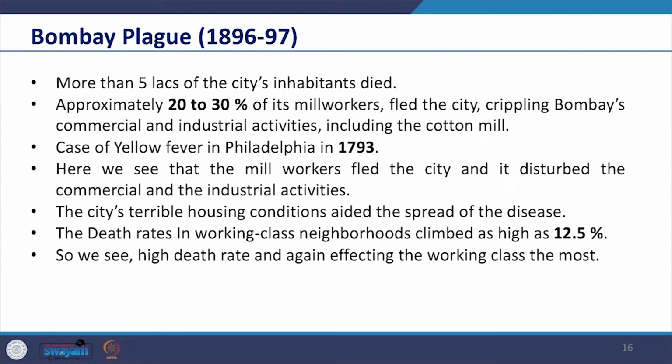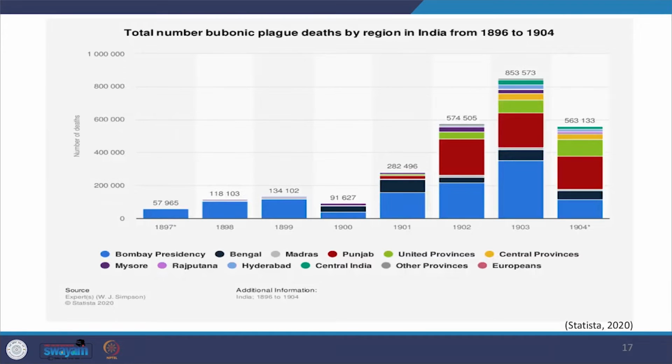So, we may recollect that in the case of yellow fever in Philadelphia in 1793, the well-to-do left at the first threat of it. Here we see that the mill workers fled the city and it disturbed the commercial and the industrial activities. The city's terrible housing conditions aided the spread of the disease. The death rate in working class neighborhoods climbed as high as 12.5%. So we see a high death rate and again affecting the working class the most.